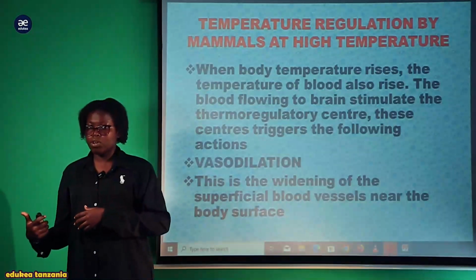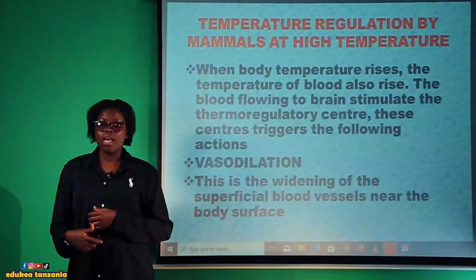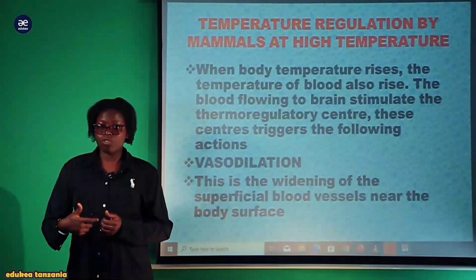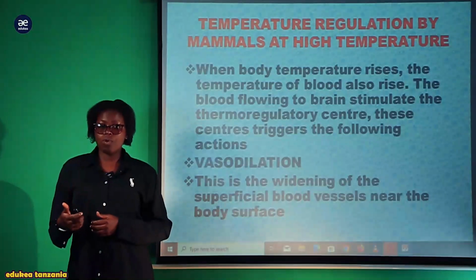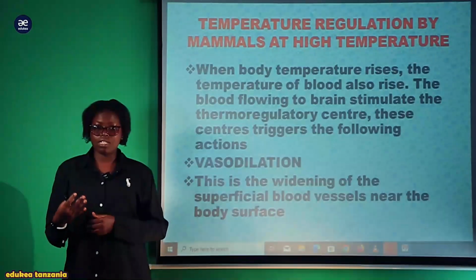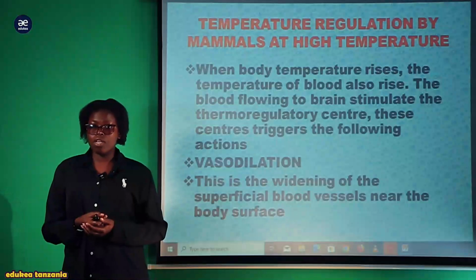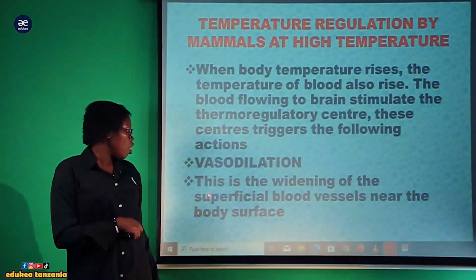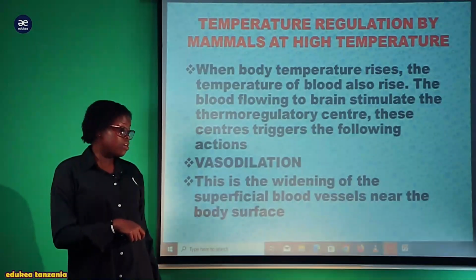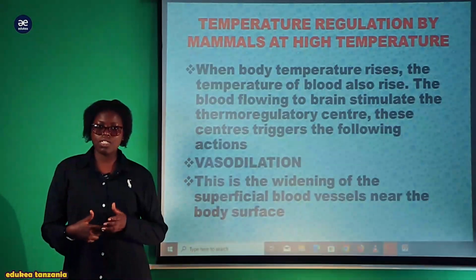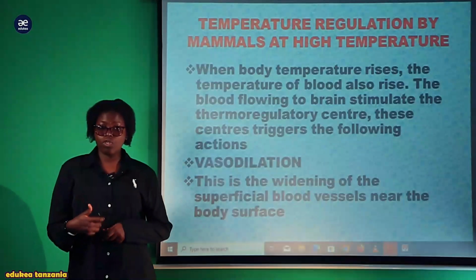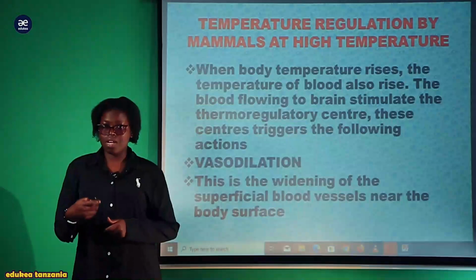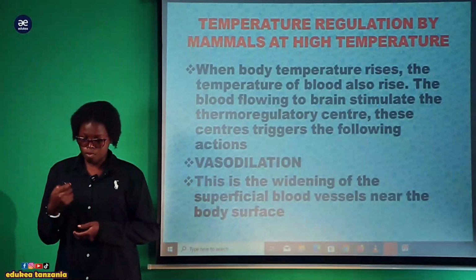Tumeona kwamba katika cold temperature unakuwa na vasoconstriction, ambapo kunakuwa na contraction of these arteries, lakini katika high temperature unakuwa na vasodilation. Kwa hiyo kuna increase of that blood flow through the skin as a mechanism of cooling the body from overheating. So ya kwanza ni vasodilation. This is widening of the superficial blood vessels near the body surface. So katika high temperature kunakuwa na widening of this superficial artery kuweza kuincrease the rate of the blood flow through the skin as a mechanism of cooling the body from overheating.